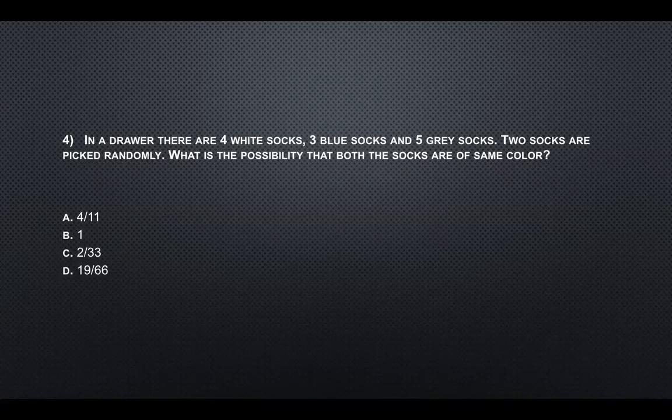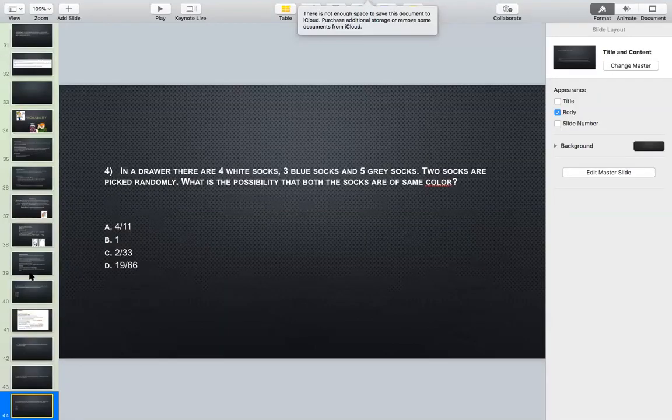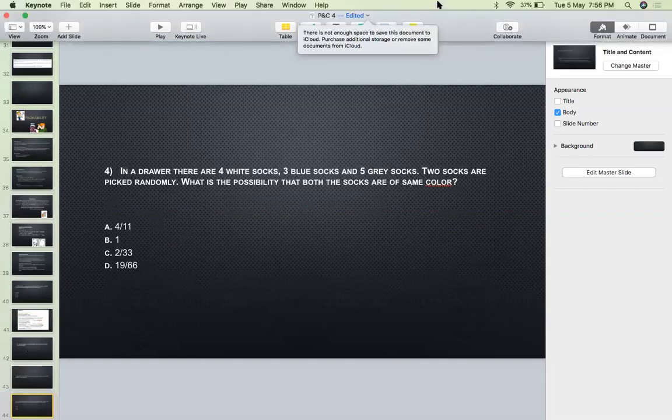So from four white socks, in how many ways can you pick two white socks? That will be 4C2. Similarly for blue, it will be 3C2. For gray, it will be 5C2. And since it can be either white or blue or gray, the answer will be 4C2 plus 3C2 plus 5C2. That will come in the numerator. After solving, the answer comes out to be option D, 19 by 66. So is it clear now, guys? Is the question clear? Suryadev, is it clear?